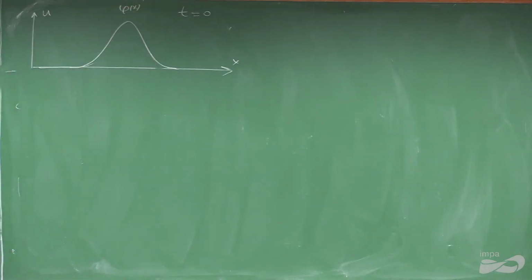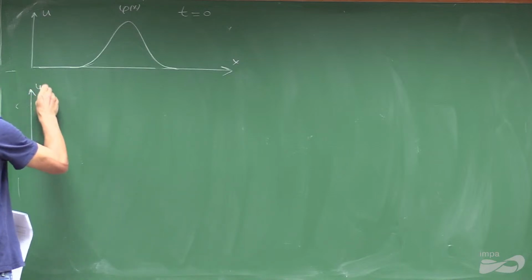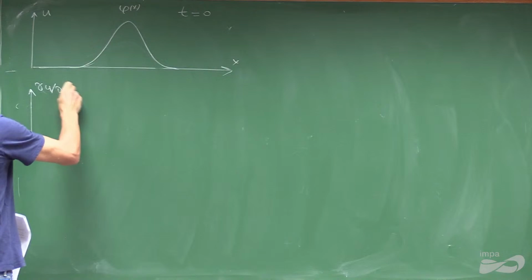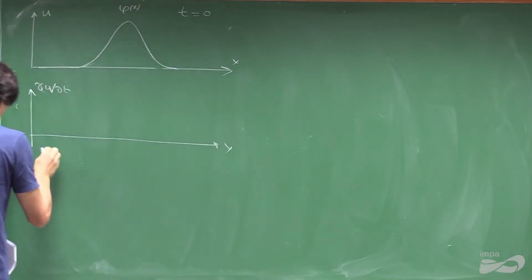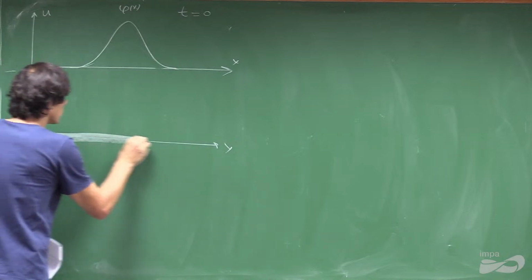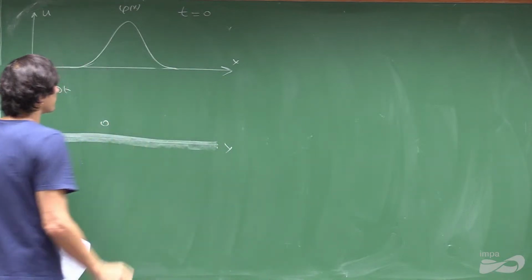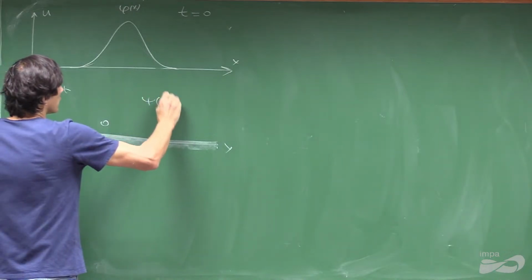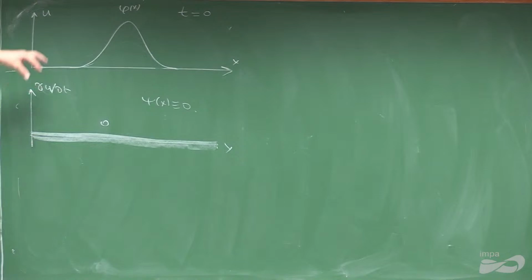So this is the initial position. Assume that you have a very long string, and we just took it and deformed it in the middle, but without giving any speed. So the speed du/dt will be just 0, so psi is 0. We make an initial deformation without any initial speed, and leave it. So what will be the solution?